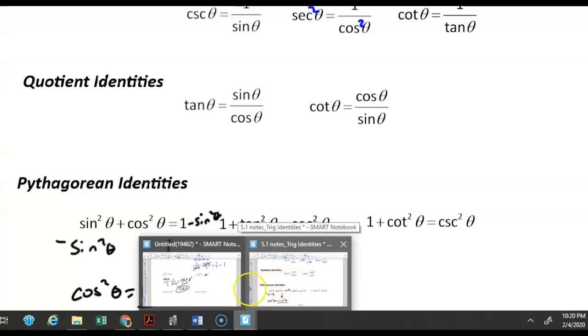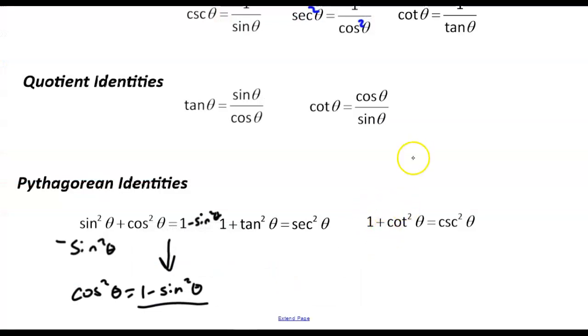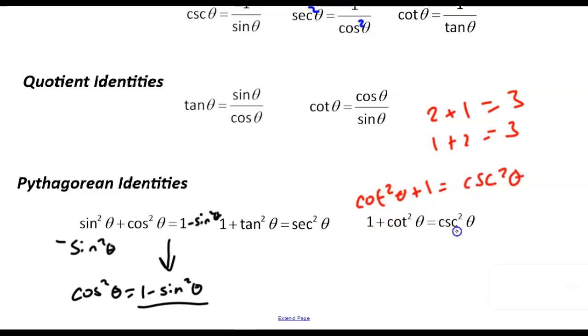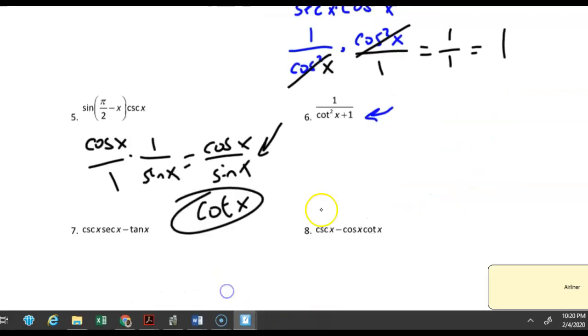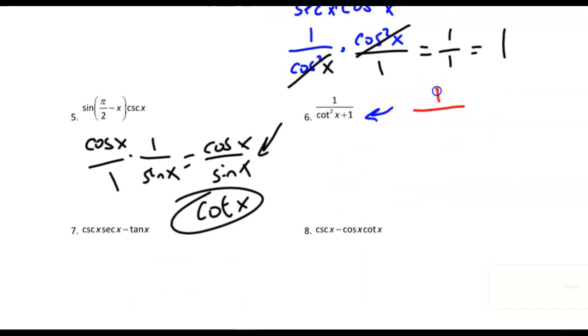Well, we know what 1 plus cotangent squared is. I know you see it written down on that paper as cotangent squared of theta plus 1. Guys, it's the same thing, right? If I had 2 plus 1, that's 3. That's the same thing as 1 plus 2, it's still 3. So this is the same thing as that. So we know that equals cosecant squared. Anytime you add cotangent squared plus 1, or 1 plus cotangent squared, you're going to get cosecant squared. So we're going to substitute that in. I'm telling you, you can do this. You don't have to freak out.